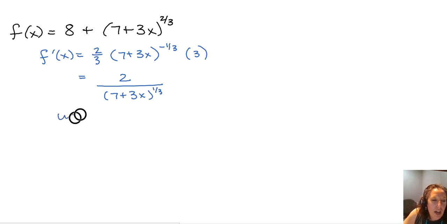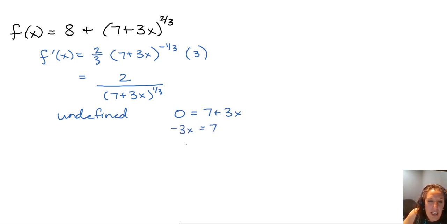Alright, so now we need to find anywhere where this function is undefined. So undefined typically means a 0 in the denominator. So let's find out when that denominator is equal to 0. So it's going to be equal to 0 if 7 plus 3x is equal to 0. So I'm going to subtract 7 from both sides and divide by that 3. And we get that it's going to be undefined when x is equal to negative 7/3.